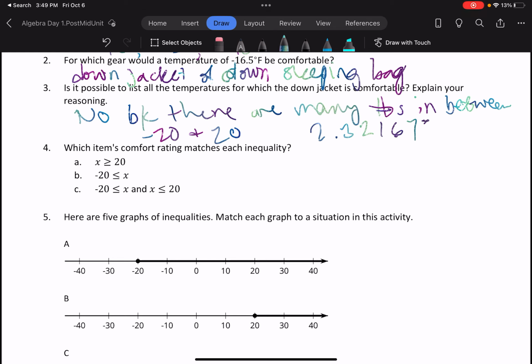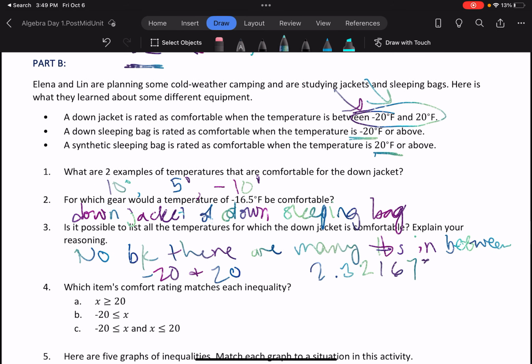Number 4, which item's comfort rating matches each inequality? So X is greater than or equal to 20. So let's go back. That would be our synthetic sleeping bag because it's 20 degrees or above. So synthetic, I'm going to abbreviate, synthetic sleeping bag.